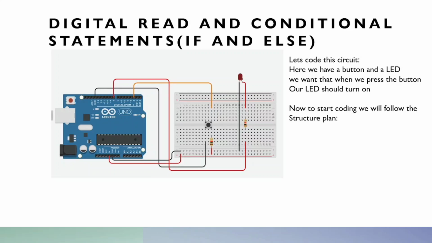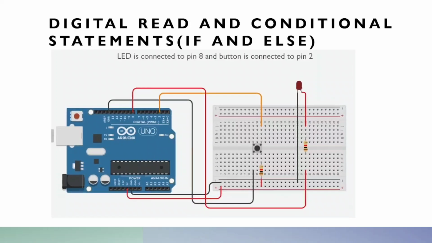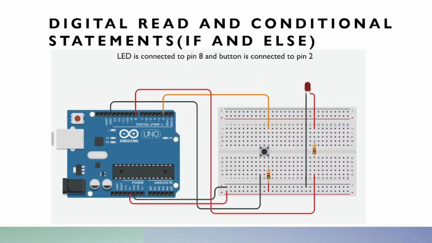Now, to start coding, we will follow the structure of our plan. The structure of the plan is: first of all, we will make variables for whatever pins we are using. We are using pin number 2 and pin number 8. Then we will set the pin mode for both these pins. And after that, we will write down the instructions. LED is connected to pin number 8 and button is connected to pin number 2.